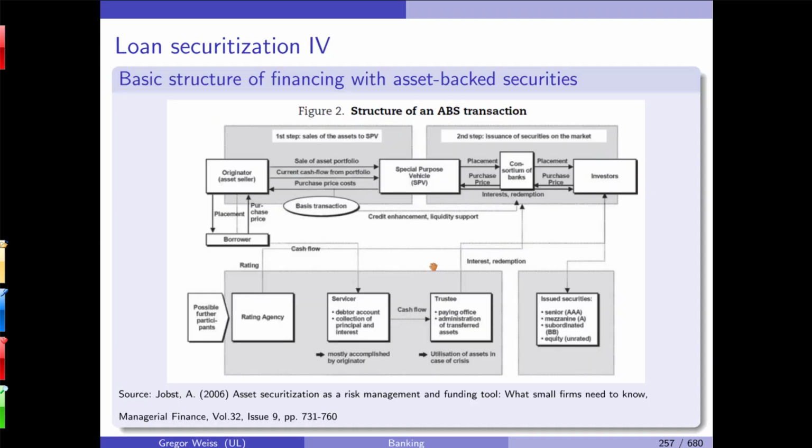And this is shown here. This is the construction. You have the originator, which is the asset seller, Commerzbank, selling off loans to a special purpose vehicle. We have a consortium of banks and investors. They will finance the special purpose vehicle, and rating agencies will rate the SPV and its bonds, and then you get a credit debt obligation, a CDO, or some different variant of this.